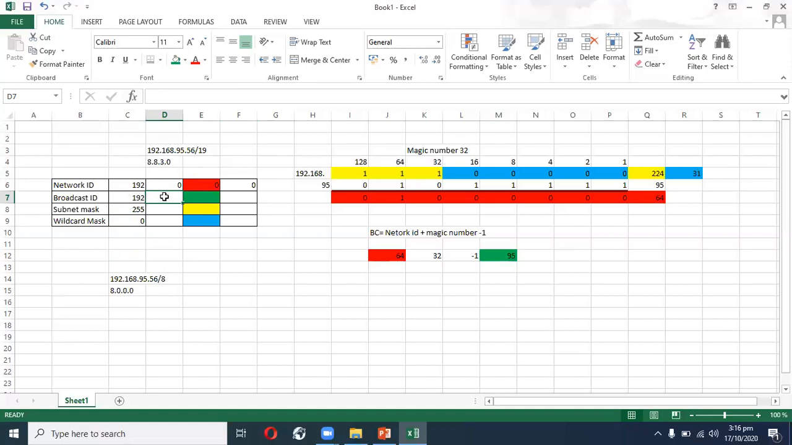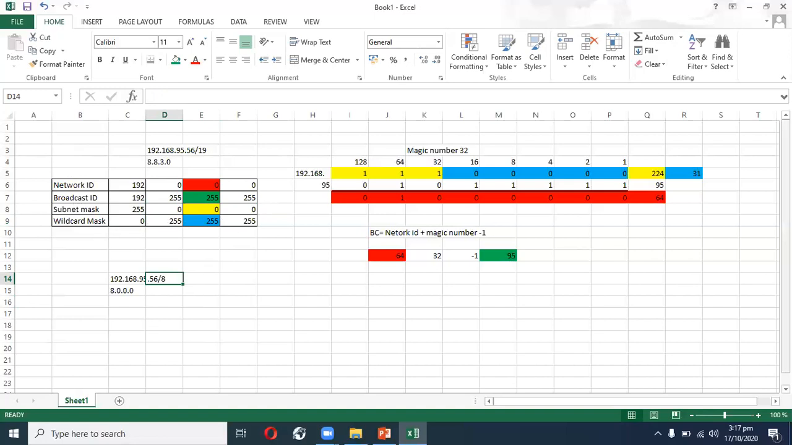Our broadcast address will be 255.255.255. Subnet mask will be, because this is 255, it will be 255.0.0.0. Wildcard mask will be opposite of 0, so it will be 255, 255, 255. To calculate network ID, broadcast ID, subnet mask, and wildcard mask for class A /8 is very easy because most of them are all zeros.